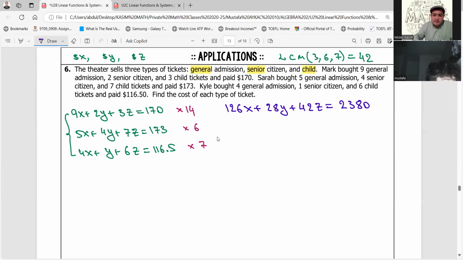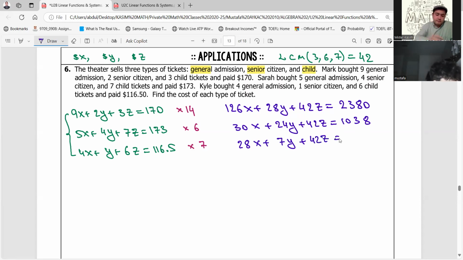The second one by 6. 6 times 5 is 30x plus 24y plus 42z equals 1,038. And the last one, by 7: 28x plus 7y plus 42z equals 815.5.